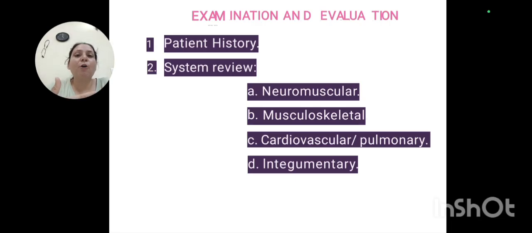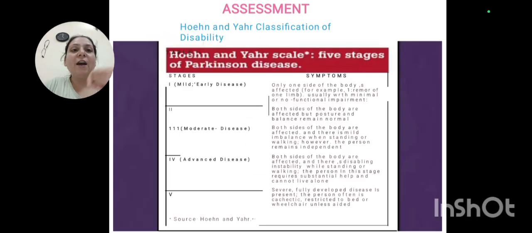For a GID problem, we need to examine according to the patient's symptoms. So these are the details we have to take. And what we do over here is we make an assessment. After doing all this examination, we assess the disability of the patient, in which stage the patient's disability is. Stage 1 is mild or early disease, in which only one side of the body is affected, and there is a tremor. Only one symptom is there, and there are no other symptoms, only resting tremors.